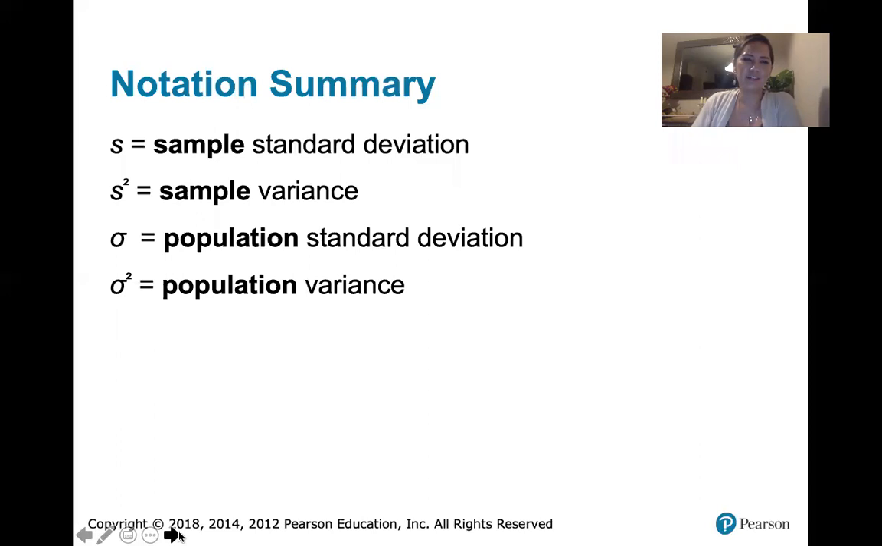Okay, so this is our notation summary. Whenever you see S and S squared, those are referring to the sample. S is that sample standard deviation. A benefit of it is that it has the same units as the units of your original data values, and that means it's really easy to interpret. But it is a biased estimator of the population standard deviation.